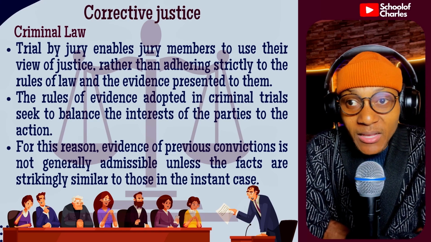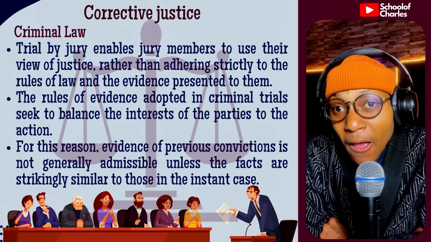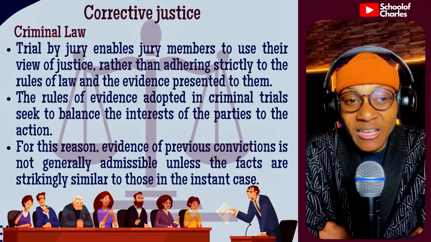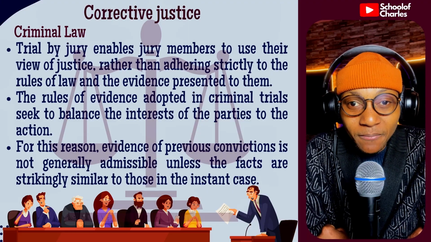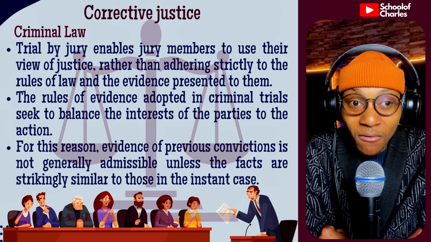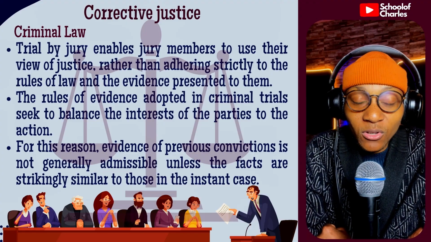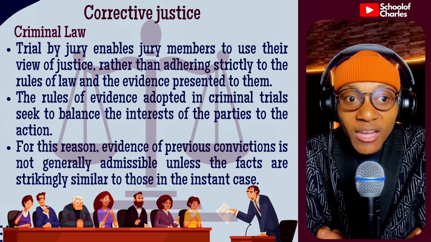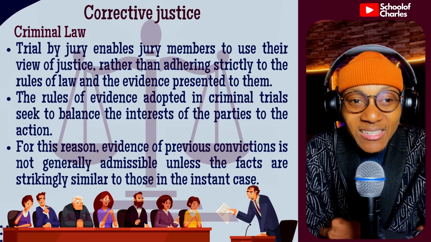So the evidence about previous convictions is admissible in very exceptional cases. For example, where the cases are strikingly similar. So for example, a person who is being convicted on charges of rape, right? If they have been previously convicted on child molestation and things like that, we can use that in certain circumstances as evidence to say, look, there is a pattern here.